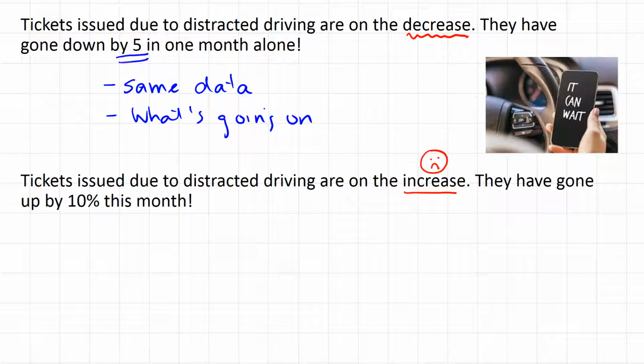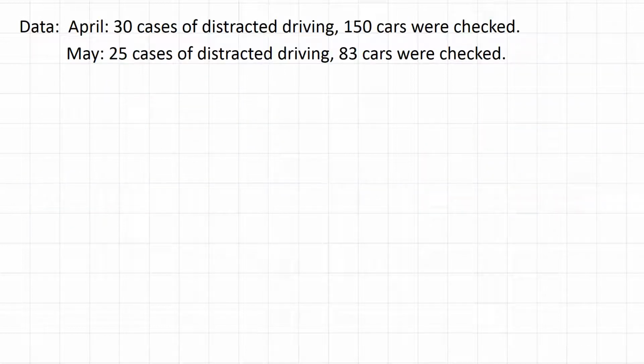This one has been reported by counting the number of tickets. This is as a percentage. So let's explore that a little bit further. Let's take a look at the data that created these two quite differing headlines. In April, there were 30 cases of distracted driving and 150 cars were checked. And in May, 25 cars were distracted drivers and 83 were checked.